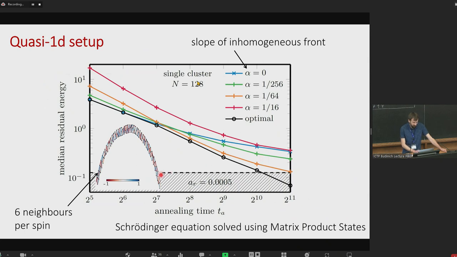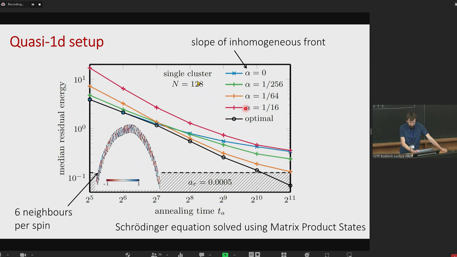But let me show you here an example from the second class of problems that I have, which is something like a quasi one-dimensional chain, but with random interactions, such that each spin has six neighbors. So that may be frustrating. What I'm showing you here is just such an inhomogeneous protocol. So we have a control parameter. That's the standard quench, the blue line. You see that it is flattening on the log-log scale, so we are hitting an exponential barrier. That's the median residual energy.